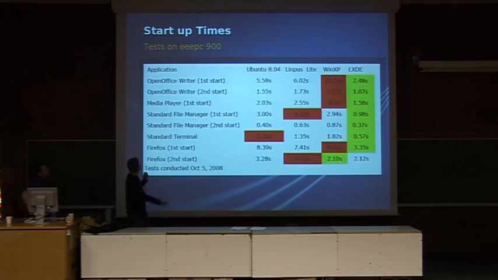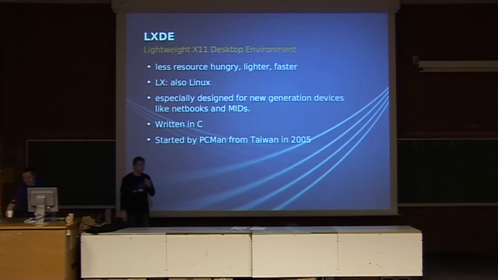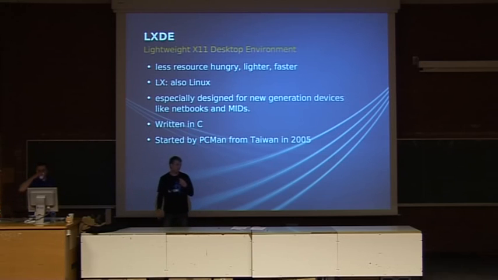We have here a table, Open Office Writer, for instance. We have the standard GNOME, Ubuntu 8.04, we have LinPus Lite, which is based on old Fedora, and we have Windows XP. Windows XP is the leader in slowness, and LXDE overall is a much less resource-hungry system. Okay, so less resource-hungry, lighter, faster. LX can also stand for Linux. We think it's especially designed for new generation devices like netbooks or MIDs, also for old computers, of course, that don't have so much resources.